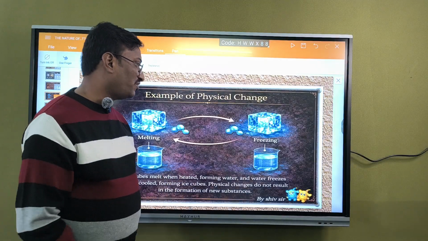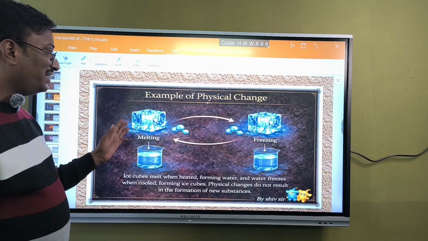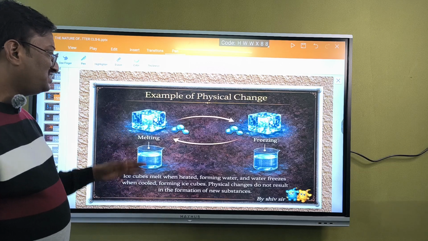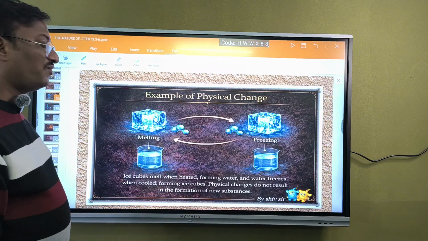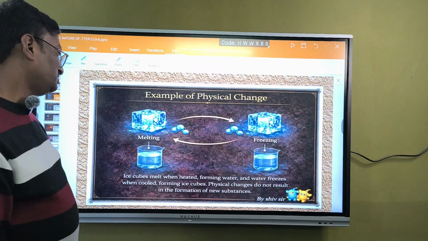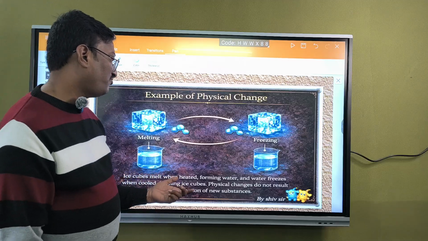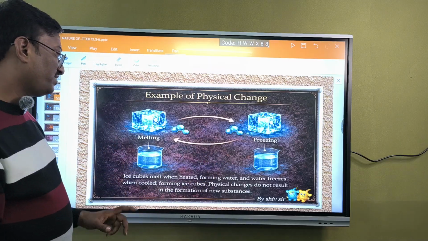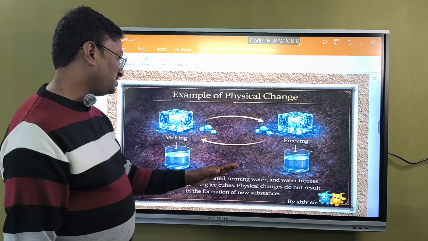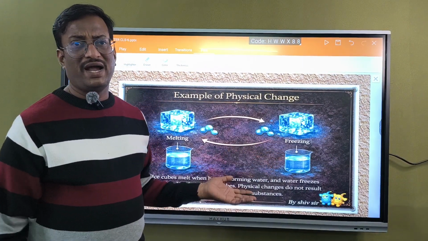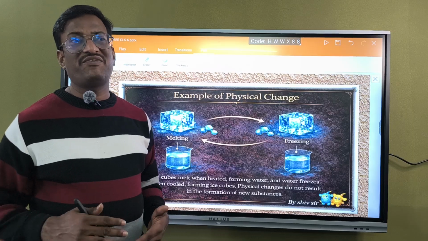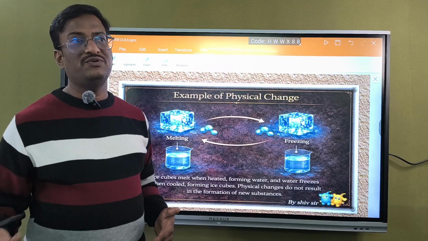Next thing is examples of physical change, that is melting and freezing. Ice melts into water, water freezes into ice. An ice cube melts when heated, forming water, and water freezes, forming ice. Physical changes do not result in the formation of a new substance. Here no new substance is formed. Ice gets converted into water. This is a different state only, but it is not a new substance.